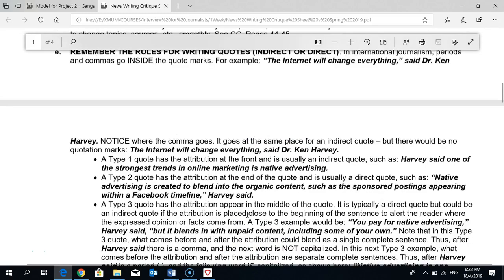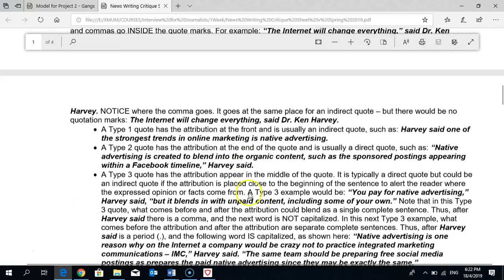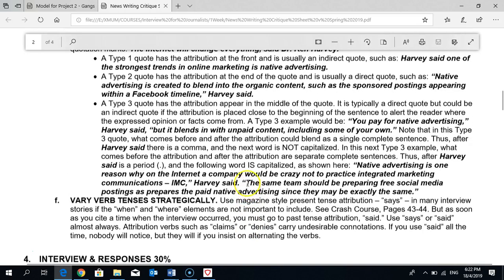Okay, so part of that language is how to handle your attribution, how to handle your direct quotes, because that's very important. If you don't handle it this way, then you're going to run into some problems. Again, if you use a long direct quote and put the attribution at the end, you'll get points deducted for that because it confuses the reader.